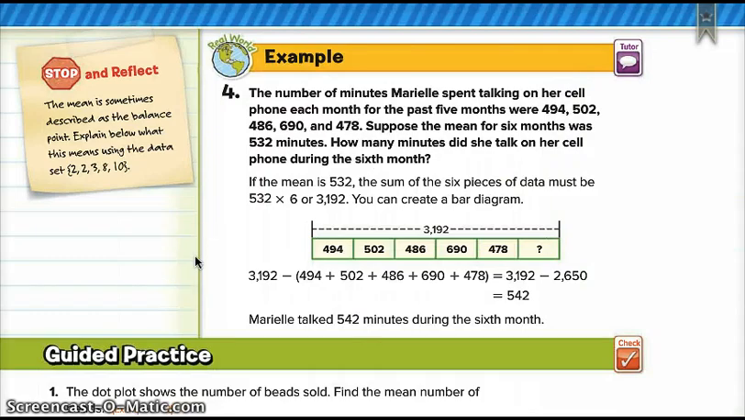The last part that we're going to take a look at is working backwards to find a missing data point. And this is going to kind of pull in our idea of algebra. And in example number 4, go ahead and take a few seconds and read over that, and then we're going to talk through it together.